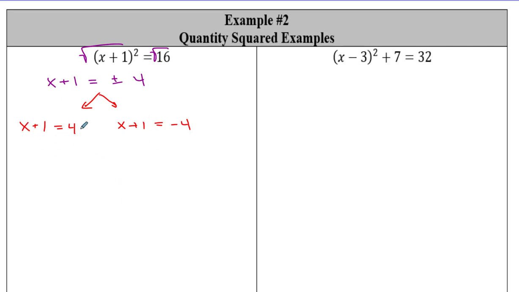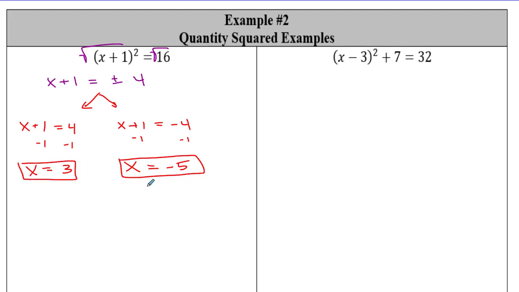So then now we just go back to solving an equation. I got x plus 1 equals 4. How do I solve this? I subtract 1 from both sides. So I get x is equal to positive 3. And then I subtract 1 from both sides on my second equation, and I get x is equal to negative 5. Okay, so I have my two solutions here. We can leave them like this. Remember, we can't write plus or minus because these are two different values. But we can use our solution set squigglies.